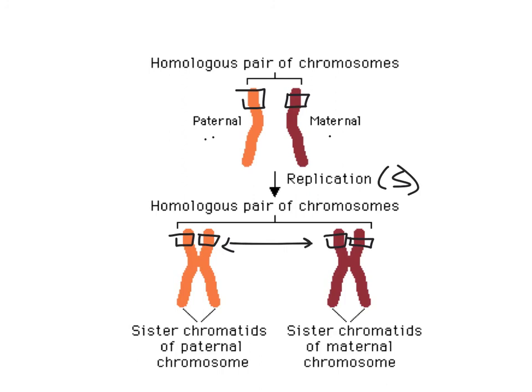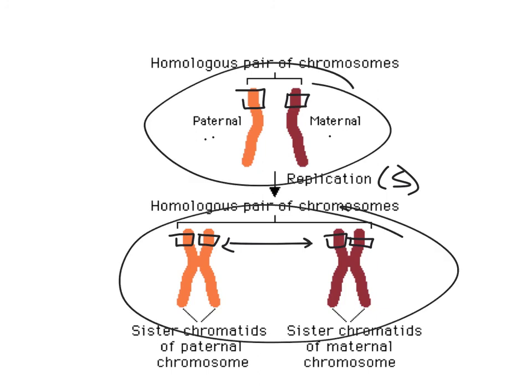Main point is that homologous pairs can look like this, or they can look like this. They can be non-duplicated, or they can be duplicated.